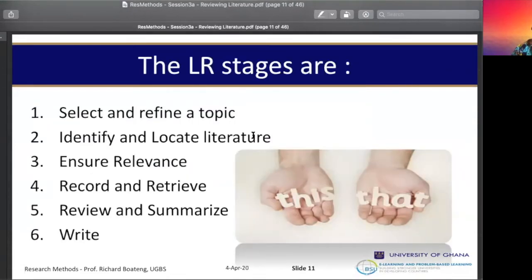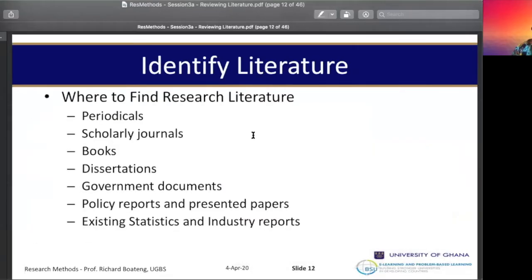Okay. So with that, we ended up discussing the different steps in the literature review process. We discussed this: select and refine a topic, identify and locate literature, ensure relevance, record and retrieve, review and summarize. Okay. Then we went on to discuss where we can find the literature.